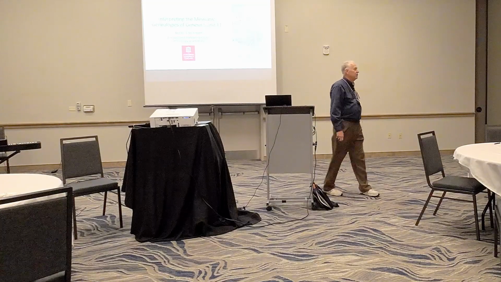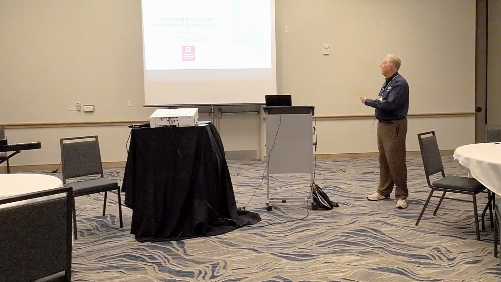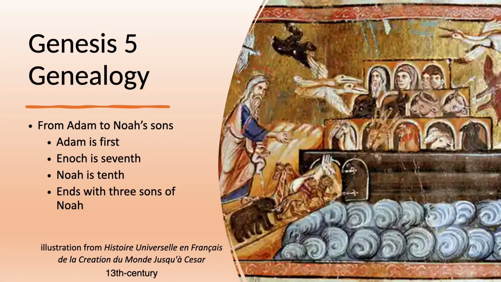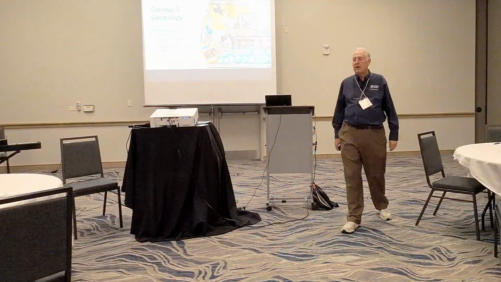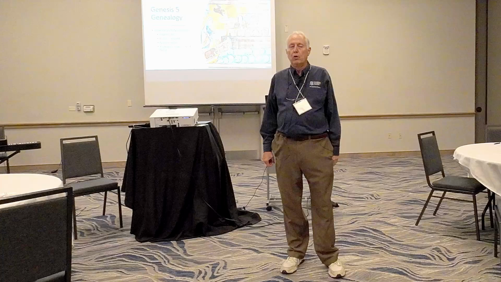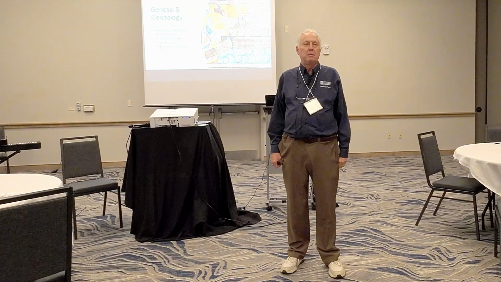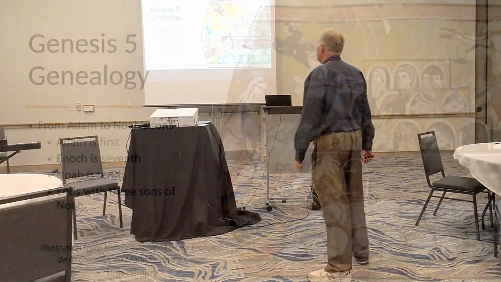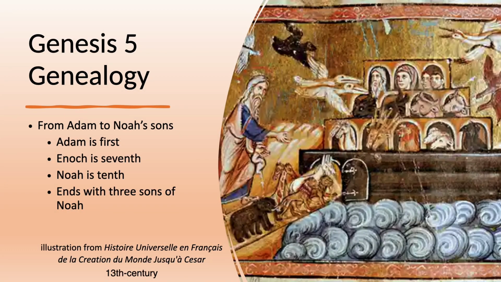Since we're on the topic, let's interpret the Messianic genealogies of Genesis 5 and 11. Genesis 5 genealogy, from Adam to Noah's sons. Adam is the first. Enoch, as is well known, is pointed out to us by Jude, is seventh. And he says he's seventh from Adam. He doesn't say there were only 7. He may just be referring to the genealogy in Genesis when he says he's seventh from Adam, for all we know. Noah is 10th. And it ends with 3 sons of Noah, Ham, Shem, and Japheth, right?